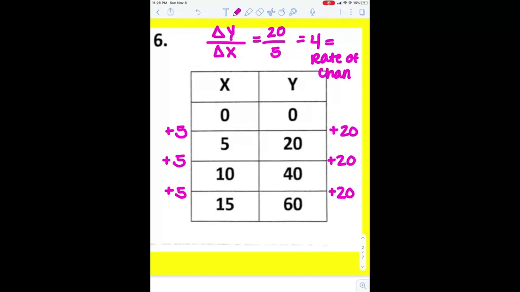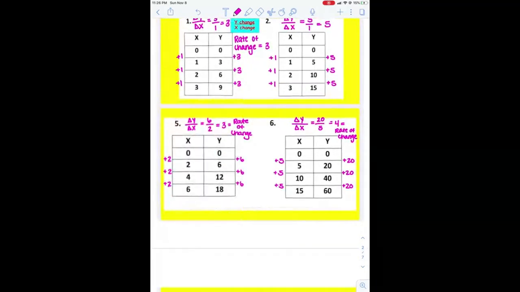Okay, so just remember, you're just trying to find a pattern in the tables. It's nothing that you guys cannot do.